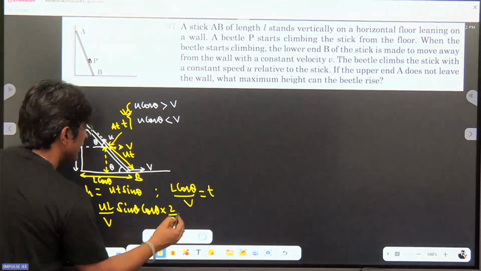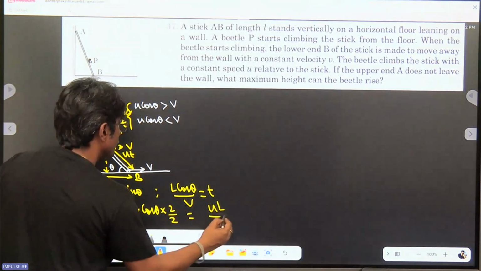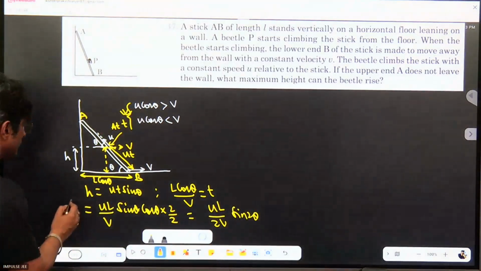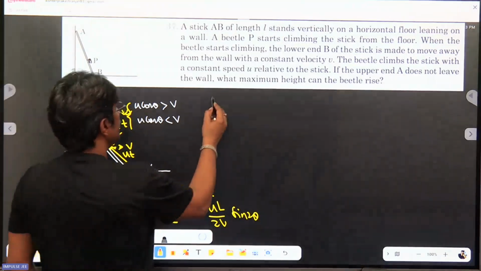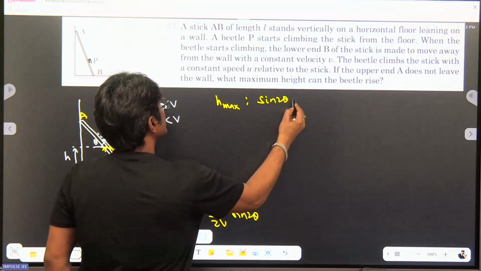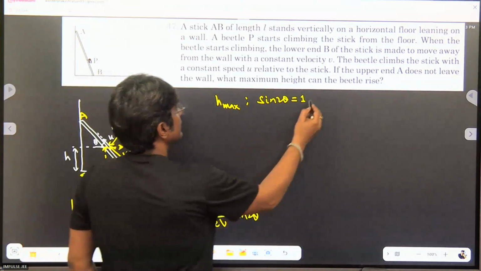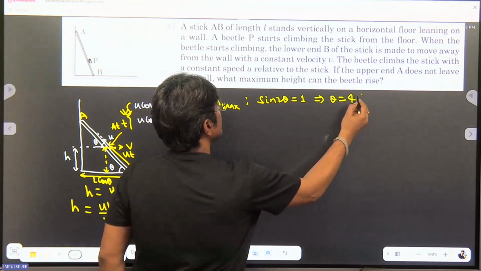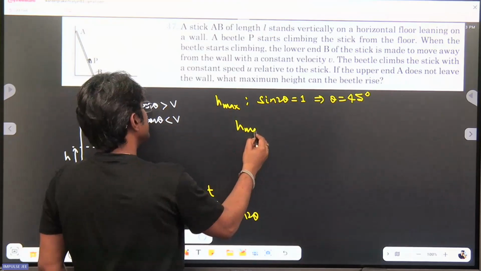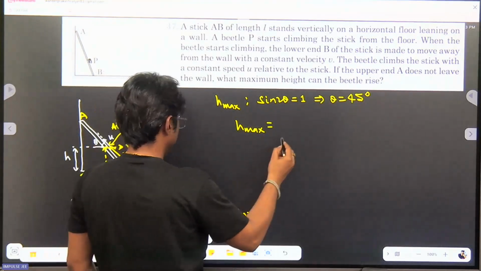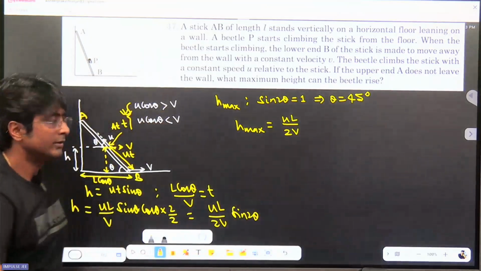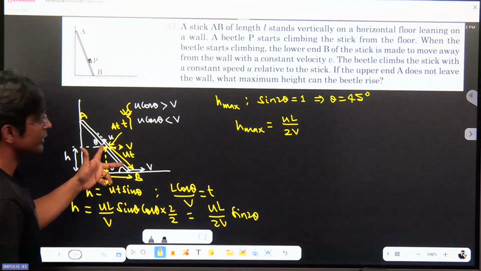If we multiply and divide by 2, then we have uL by 2V sin 2 theta. This is the value of h. So for h max, sin 2 theta will have its maximum value, which means theta is nothing but 45 degrees, isn't it? So h max we can write as uL by 2V, which means it has moved up to here only.